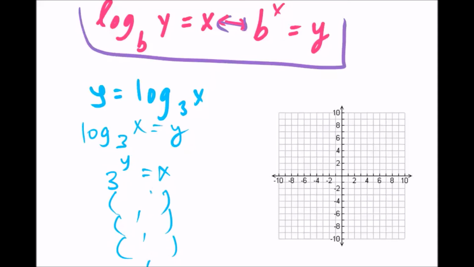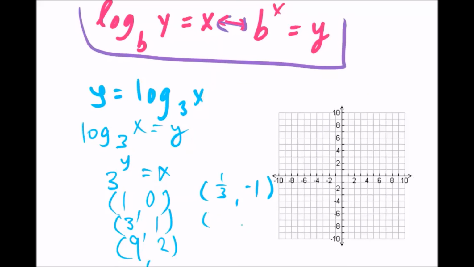So when I plug in 0 for y, I get 3 to the 0, that equals 1. When I plug in 1 for y, I get 3 to the first power equals 3. When I plug in 2 for y, I get 3 to the second power, which is 9. Let's go smaller than 0, and see what we get, just so you can see what these graphs look like. So let's plug in something like y equals negative 1. So 3 to the negative 1 is actually 1/3.